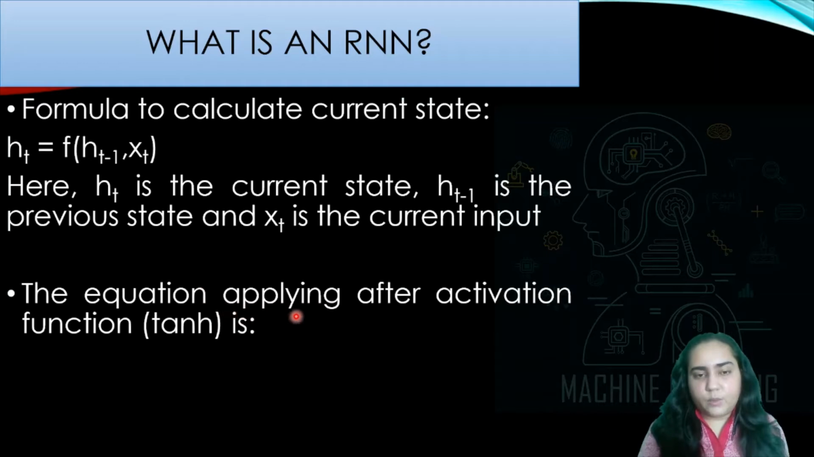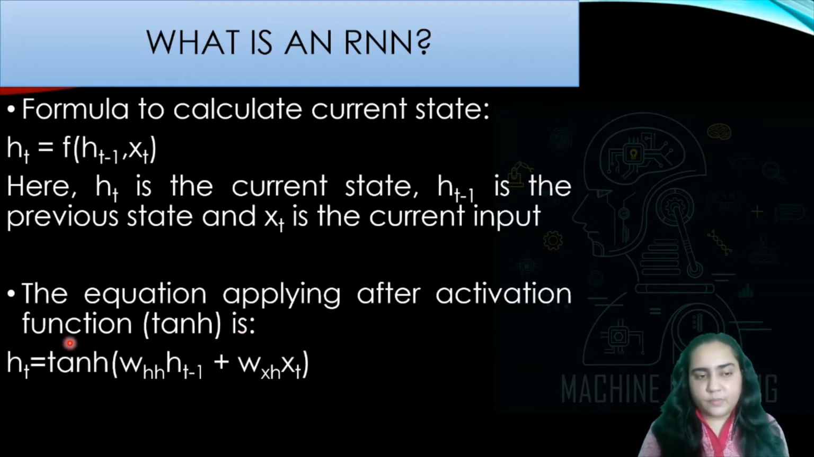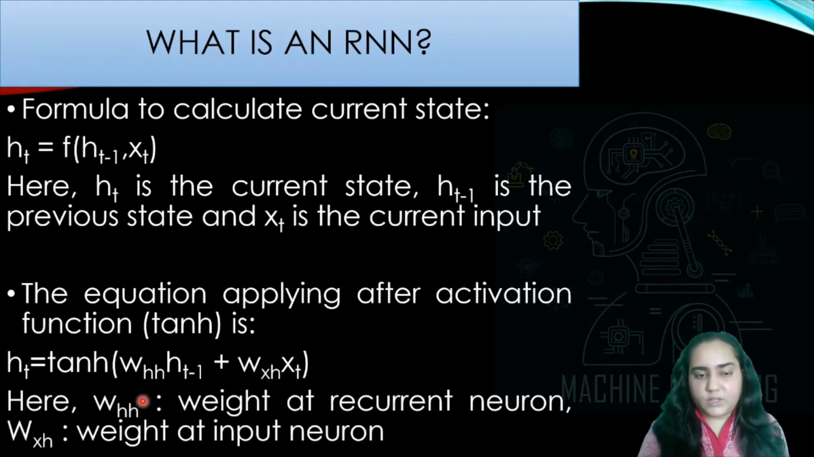And the equation that you apply after the activation function tanh is like this: h_t = tanh(W_hh h_{t-1} + W_xh x_t). What does that mean? You have W_hh, which is the weight at the recurrent neuron. W_xh is the weight at the input neuron. Okay, so W_hh is basically the weight at whatever layer you are at for that neuron, and W_xh is whatever was the weight while doing the input.